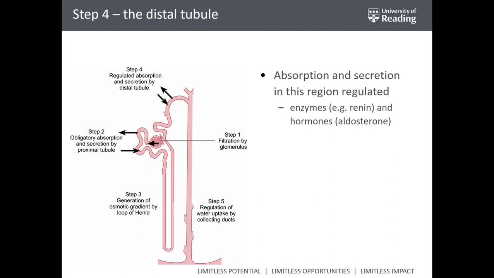Okay, step 4, the distal tubule. In the distal tubule, we do have regulated absorption and secretion. If in the proximal convoluted tubule the reabsorption was obligatory, and also secretion was obligatory, in this region it is regulated by enzymes such as renin and aldosterone. Renin is an enzyme, but with a strong hormonal nature, because renin triggers a cascade of signaling.